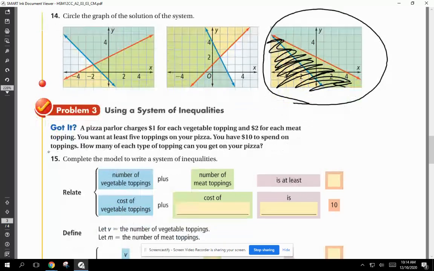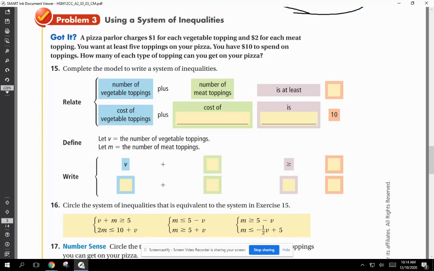And next one, using a system of inequalities, problem 3. A pizza parlor charges $1 for vegetable topping and $2 for each meat topping. You want at least 5 toppings on your pizza. You have $10 to spend. All right, we're going to stop right there today, guys.